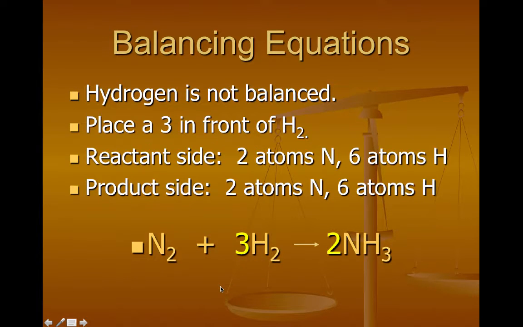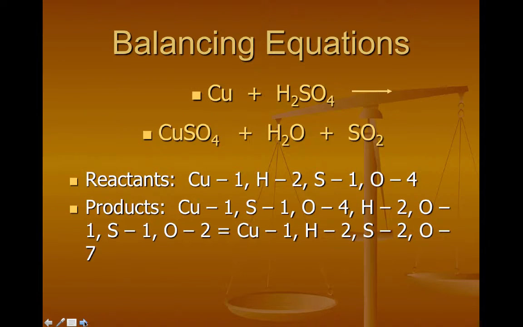The reactant side now has 2 atoms of nitrogen. Product side has 2 atoms of nitrogen over here. Reactant side has 6 atoms of hydrogen. And on the product side, we have 6 atoms of hydrogen over here. This equation is now balanced.